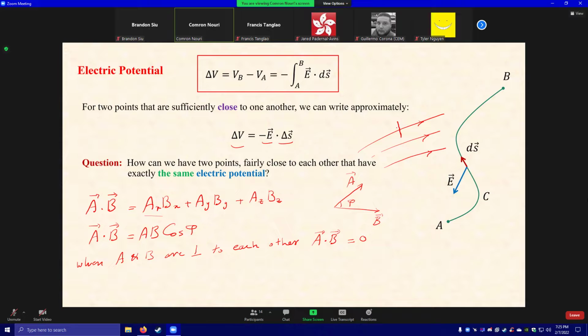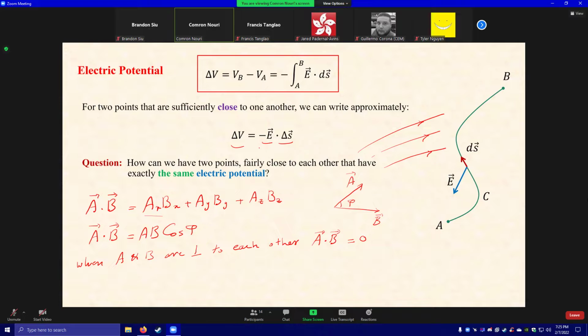Remember, the gravitational field of the Earth is downward, right? But if you go horizontal, perpendicular to the field, on a horizontal plane that's perpendicular to the field, the potential energy of a mass doesn't change. Remember that from mechanics? I don't know if these things were highlighted enough in the previous course. But anyway, this is the same thing. Electric potential is the same thing.